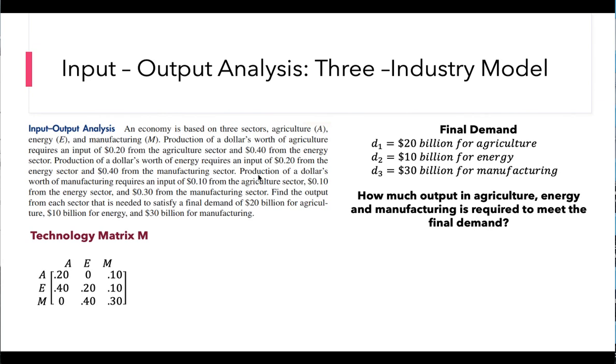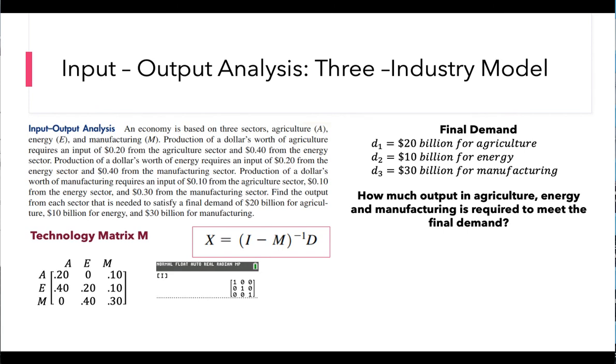Look at the third line. Production of $1 worth of manufacturing requires 10 cents from agriculture, 10 cents from energy, and 30 cents from manufacturing. 10 cents from agriculture, 10 cents from energy, 30 cents from manufacturing. Okay, we're going to use that same equation. To save some time, I'll just show you.